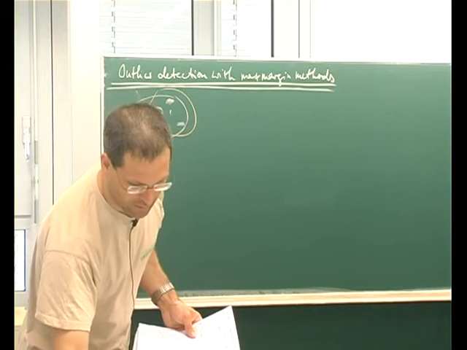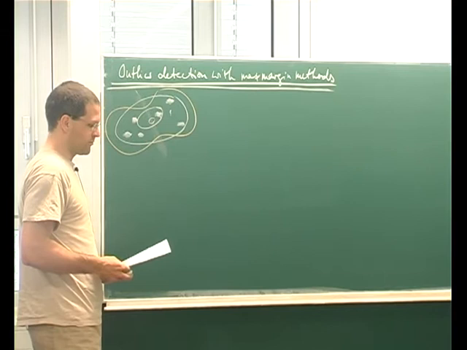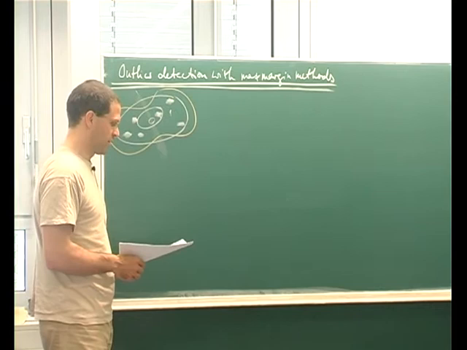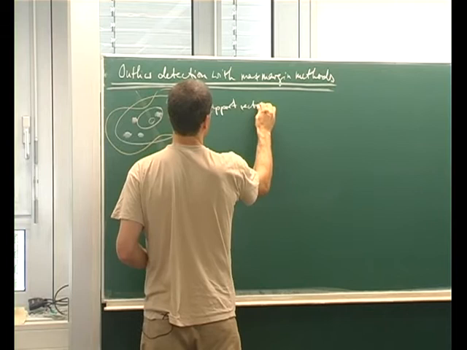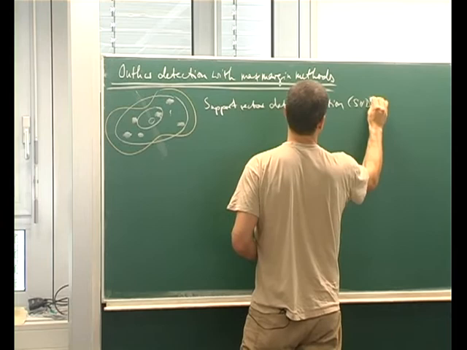Now, this will work fine, provided you have picked the right size for your kernel in kernel density estimation. But we now want to look at a solution that is related to the support vector machine, namely one that has the potential to be sparser. And the first method I want to introduce is called support vector data description, SVDD for short.